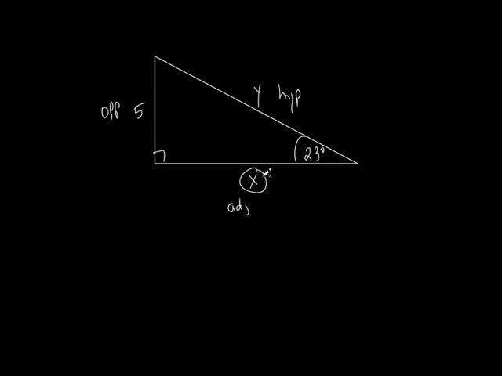Let's say I'm trying to solve for x. So which trig function am I going to use in order to solve for x? Use opposite, because I know the opposite, and I'm trying to find adjacent. Which trig function uses opposite and adjacent?